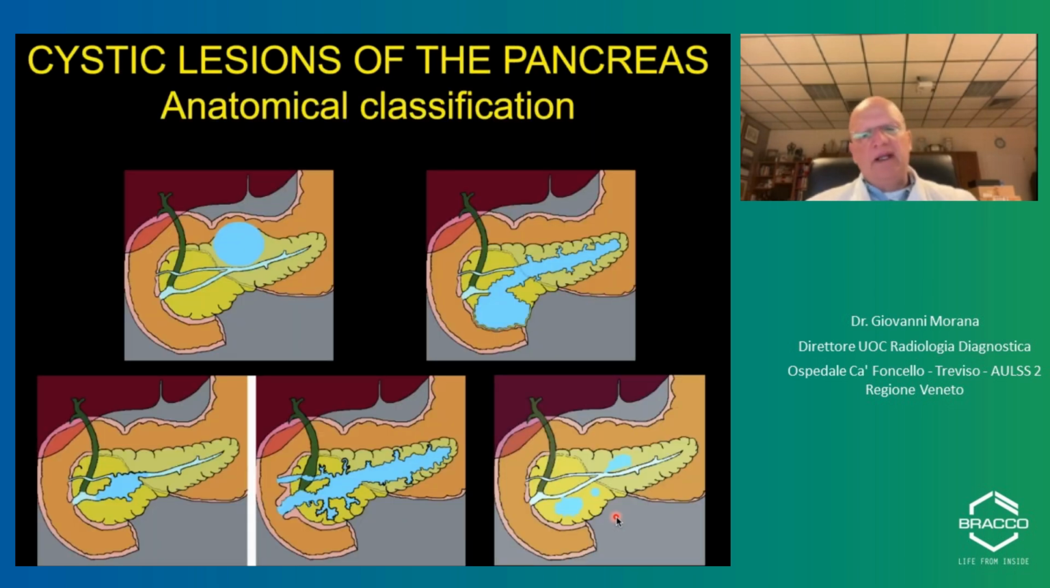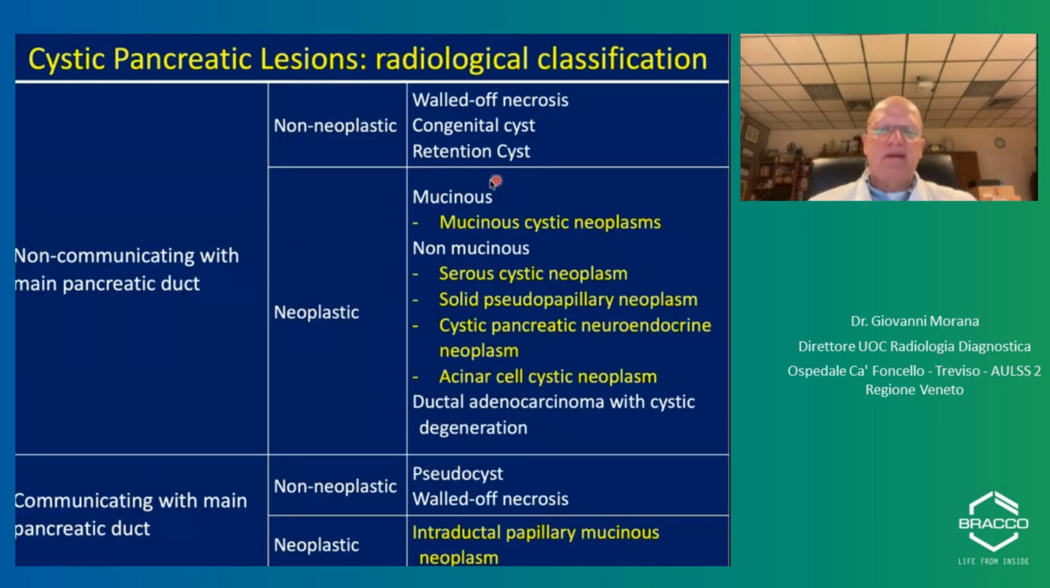And finally, cystic lesions of the pancreas. The first classification we have to make is non-communicating or communicating with the main pancreatic duct. Because in the first case, we have some lesions, such as the most important mucinous lesions, serous lesions, SPEN, and other more rare lesions. In case of a communicating system with the pancreatic duct, the most important lesion is IPMN.